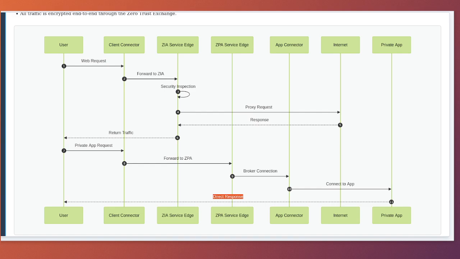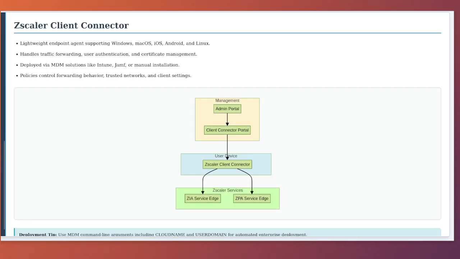For ZIA traffic, you can see the user connecting to ZIA secure service edge, policies being retrieved, security inspection occurring, and traffic being forwarded to the internet. For ZPA traffic, the diagram shows the additional step of app connector involvement where the connection is brokered rather than proxied. Zscaler Client Connector Overview.